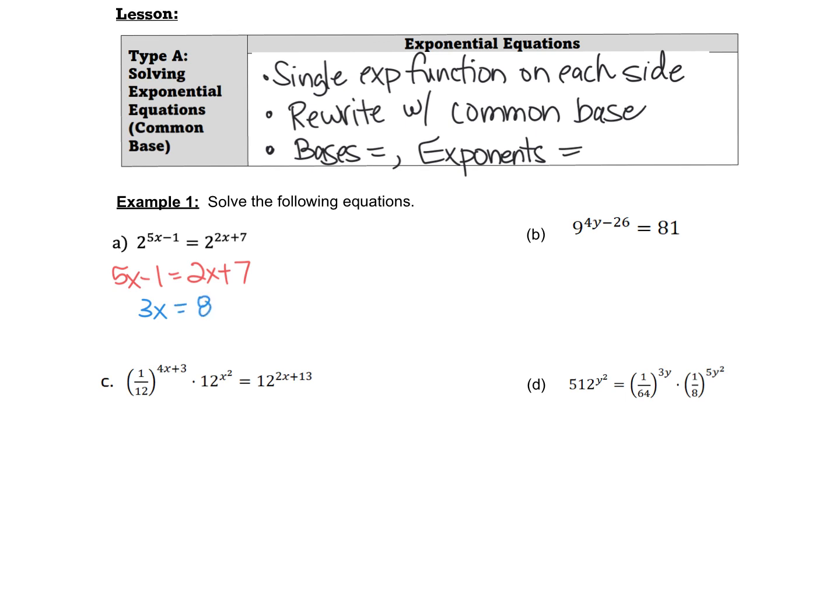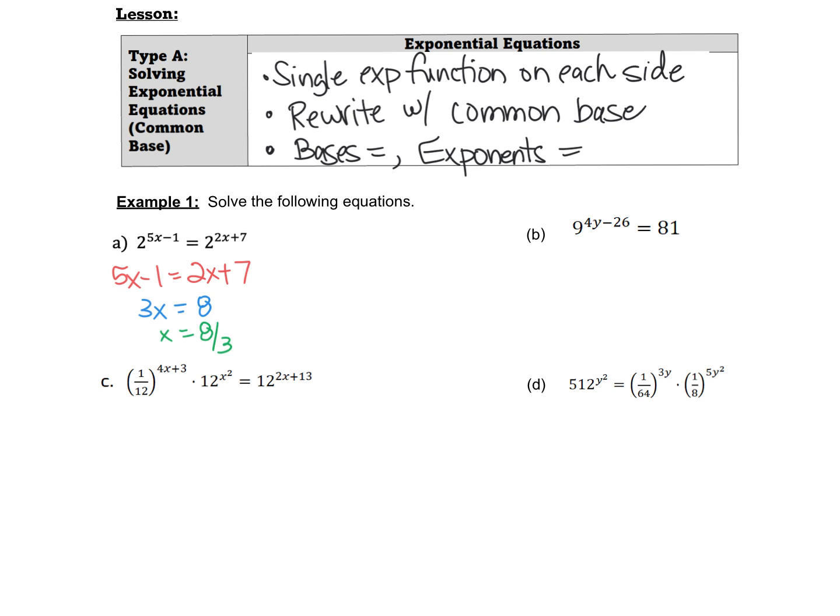3x would equal 8. X would equal 8/3. Okay. Those are my favorite. All right. They're the easiest. Okay. Probably the one you'll see the least. Okay. Just being honest. All right. Let's jump to the next one.